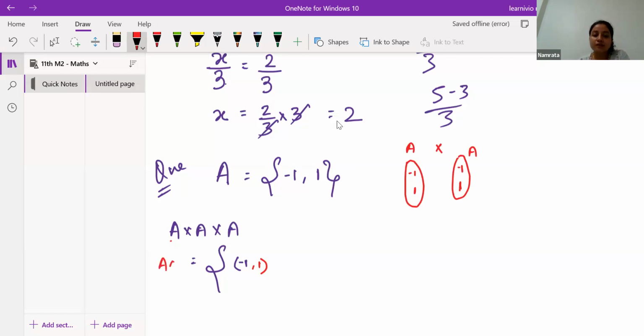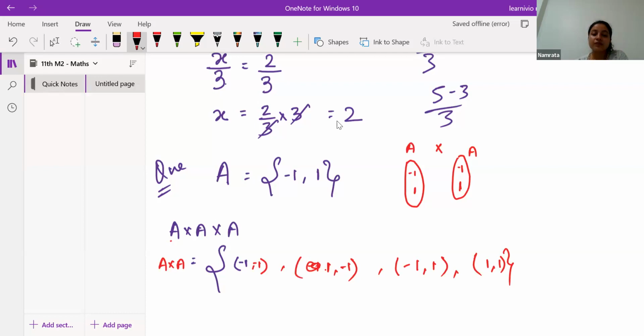-1, -1. Then 1, -1. Then -1 and 1. Then 1 and 1. That's all. That is A cross A.